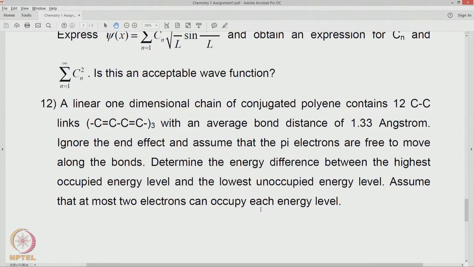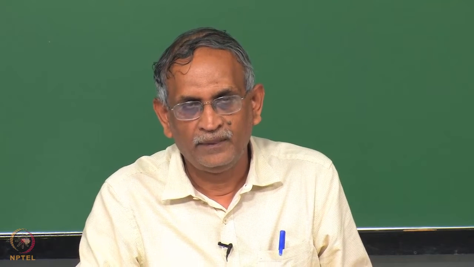Okay. So, first of all, approximation: ignore the end effect and assume that the pi electrons are free to move along the bonds. The end effect being the 2 carbons at the terminal positions and the hydrogens. Therefore, we assume that the box wall is at those 2 carbons, one way to look at it. And then you study the energy levels of electrons which do not interact with each other.